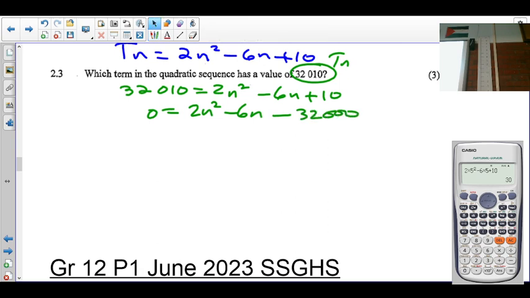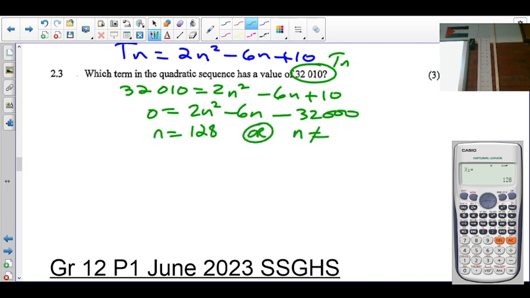Again, you can work out the factors. It will take you forever in the day. Or you can see it, it's fine. Otherwise, I use either the quadratic formula or this function on this calculator. Gives you an x value of 128 or an n value of 128, and of course a negative value, which can't be the case. But of course, I write it down as well, and that's submitted at the end. So therefore, the 128th term has a value of 32,010. Okay.